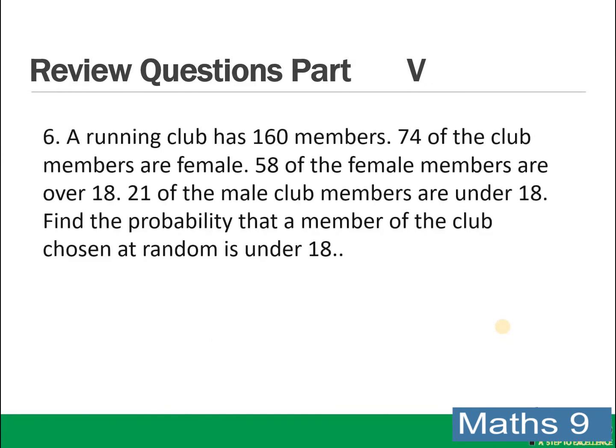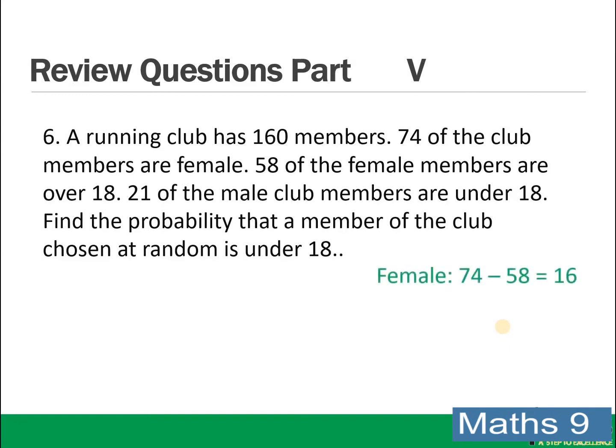Part 5. A running club has 160 members. 74 of the club members are female. 58 of the female members are over 18. 21 of the male club members are under 18. Find the probability that a member of the club chosen at random is under 18. Pause the video whilst you work it out.